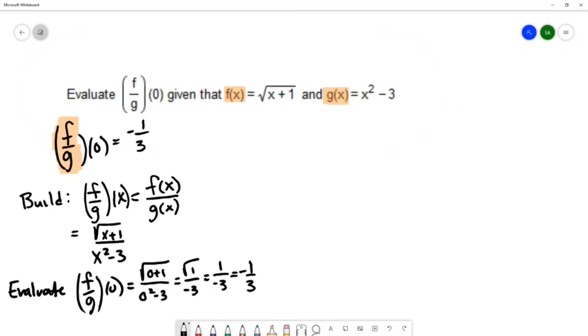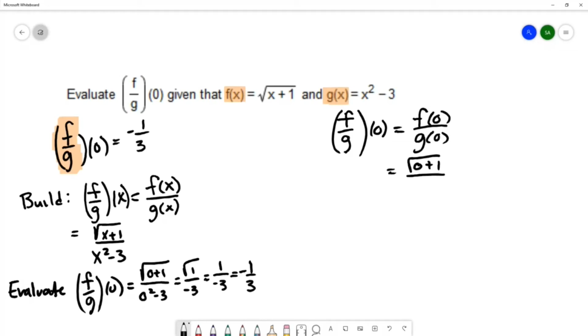Another approach to solving this problem is to start off with f over g of 0, and if we follow the symbols, follow the meaning of what we see here, this function is f divided by g. So if we do f of 0 divided by g of 0, we're going to be able to get this evaluation. So f of 0 means substitute a 0 in for x in f. It would be square root of 0 plus 1. And then in the denominator we have g of 0.